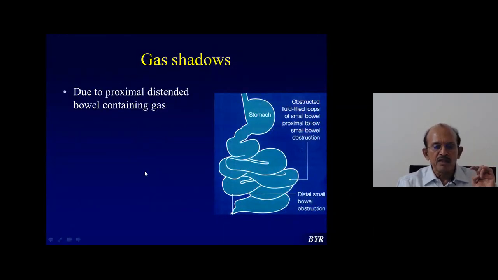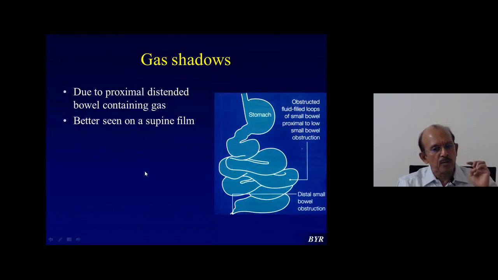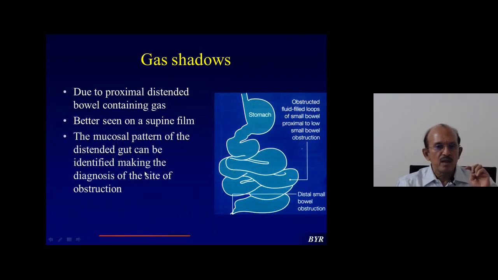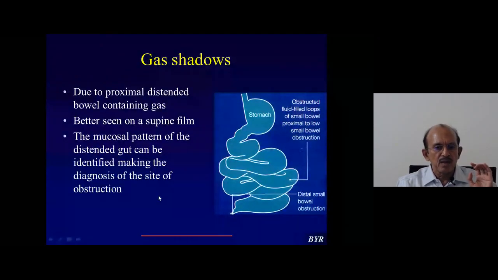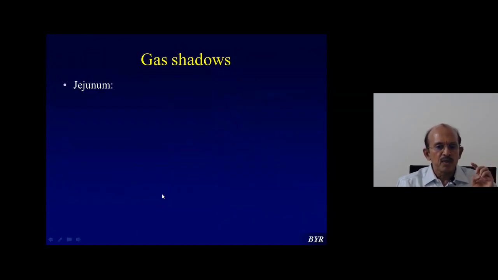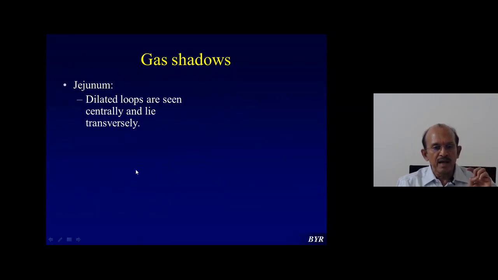Due to proximal distended bowel containing gas, the gas shadows are better seen on a supine film. Why do you want to see gas shadows? The gas shadows will tell you about the mucosal pattern of the distended gut, and that will make the diagnosis easier for us, whether it's jejunal obstruction or ileal obstruction. I will show you the jejunum. The dilated loops are seen centrally and lie transversely.